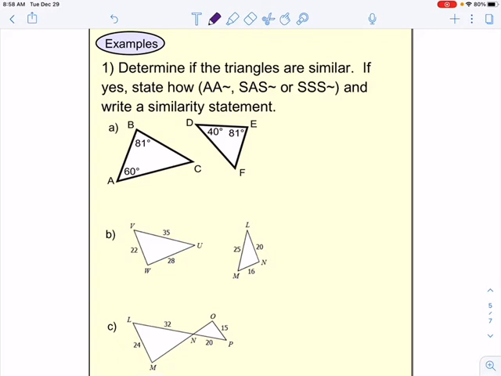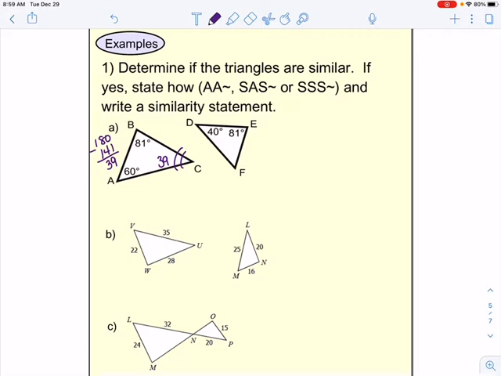Okay, so in part A, I have two angles. So again, I'm going to have to find the third angle here. So let's find angle C first. So when I add 81 and 60, I'm going to get an answer of 141 there. And when I do 180 minus 141, I'm going to get an answer of 39. So that angle is going to be 39.